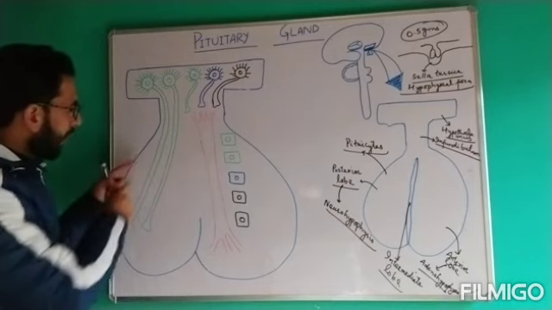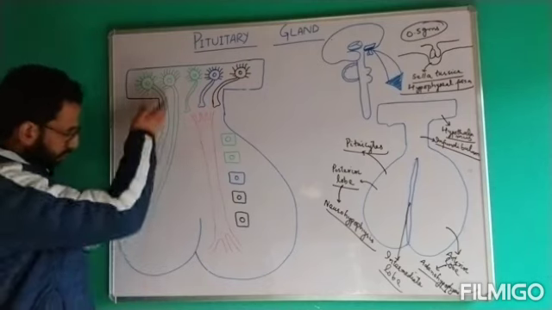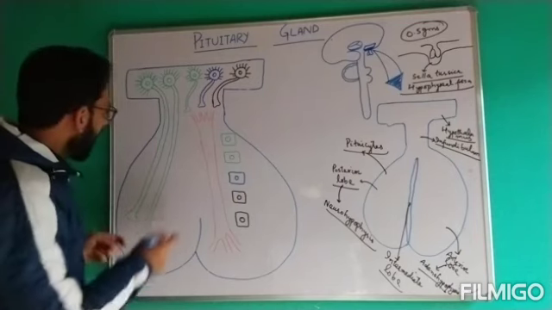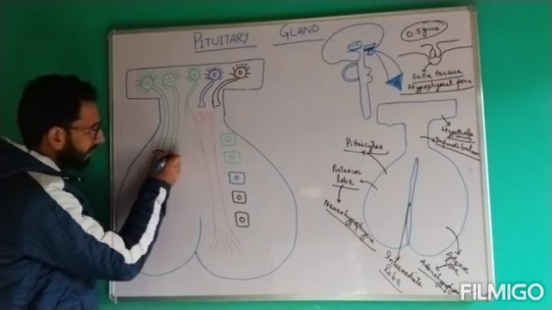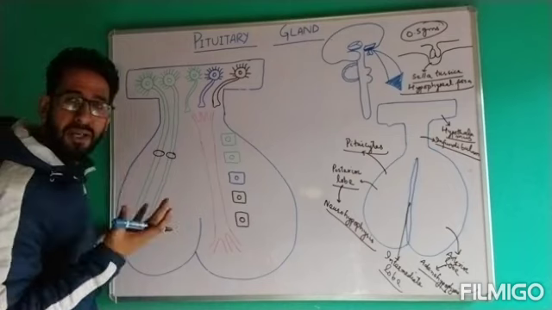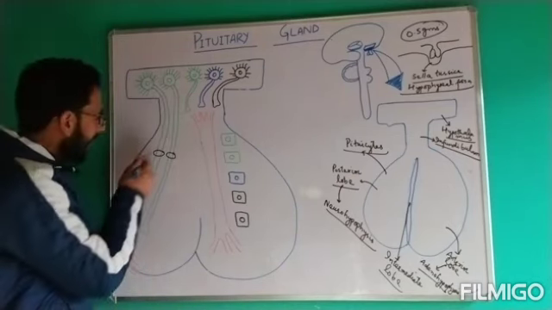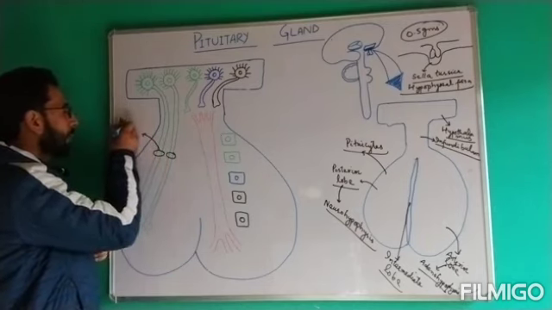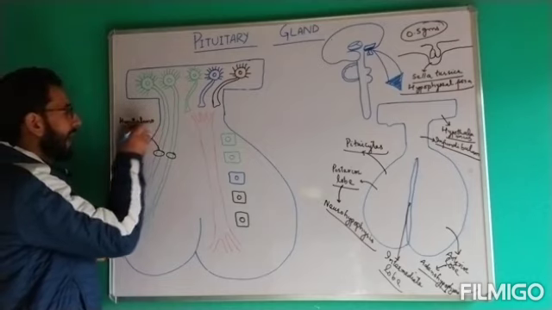I have told you already that this posterior pituitary is made up of nervous tissue, so there are neurons present there, unmyelinated nerve fibers. This tract, this bundle of axons right here which comes down from the hypothalamus into the posterior pituitary, is actually the connection between the hypothalamus and the posterior pituitary. And this tract right here is called the hypophyseal tract.